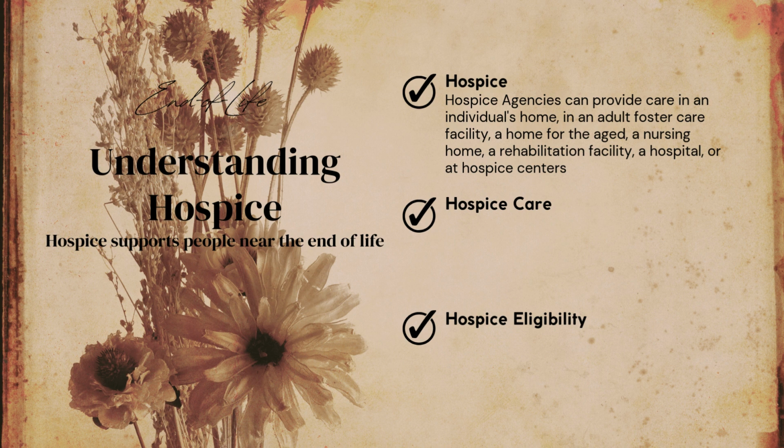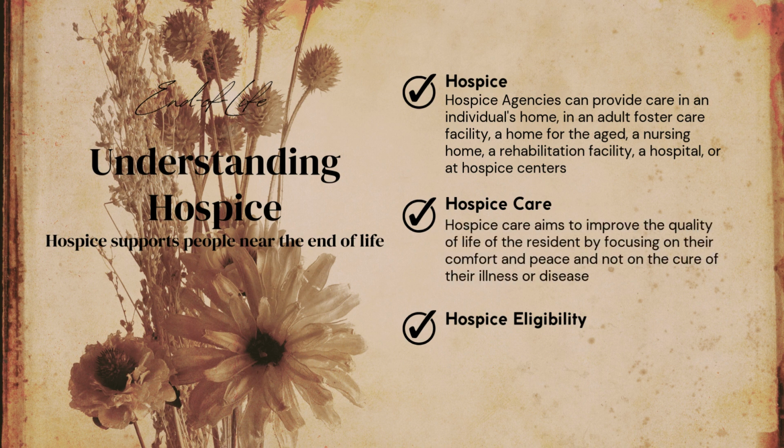Hospice care aims to improve the quality of life of the resident by focusing on their comfort and peace and not on the cure of their illness or disease. When a resident begins hospice care, medication and other treatments to cure or control their serious illness will stop. For example, if they are receiving chemotherapy, that will end before they can enter hospice care. However, a resident in hospice can continue to take medications to treat other conditions or symptoms, for example, high blood pressure medication.